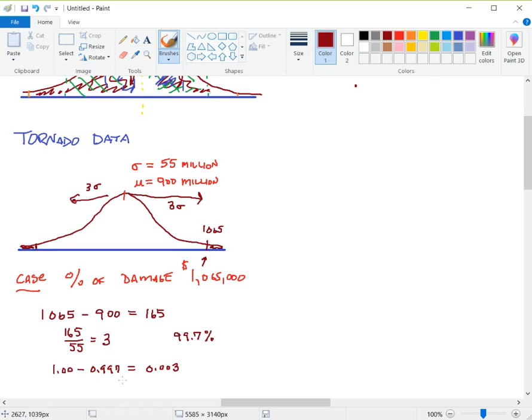So keep in mind, that's this piece and this piece. So we have to take that and divide it by 2. So 0.003 divided by 2 equals 0.0015, or 0.15%. So 0.15% of the years will the annual damage be larger than $1,065,000,000.